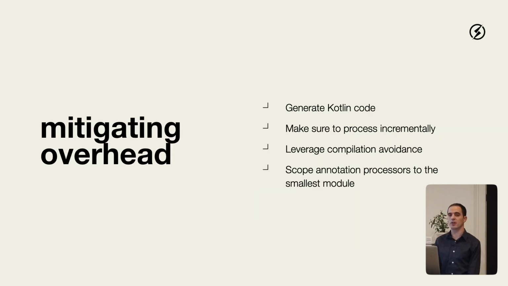So how can we mitigate the very big overhead of kapt? First of all, you have to avoid the generated Java code. So even if you have a pure Kotlin project, but you have an annotation processor which will generate Java code, as you could see, we have to invoke the Java compiler also. So to avoid that, please don't use annotation processors which still generate Java code. Also, make sure to process incrementally, as we've seen in the previous slides, and also leverage the compilation avoidance. And it would be useful to scope the annotation processing to the smallest module possible.